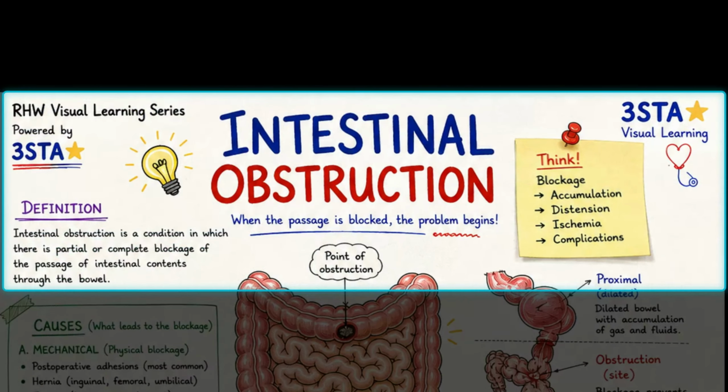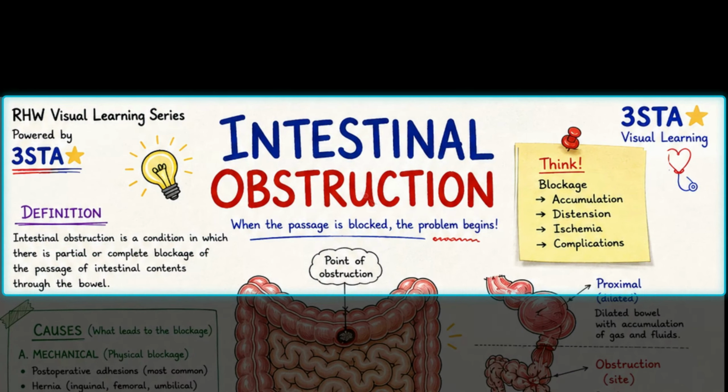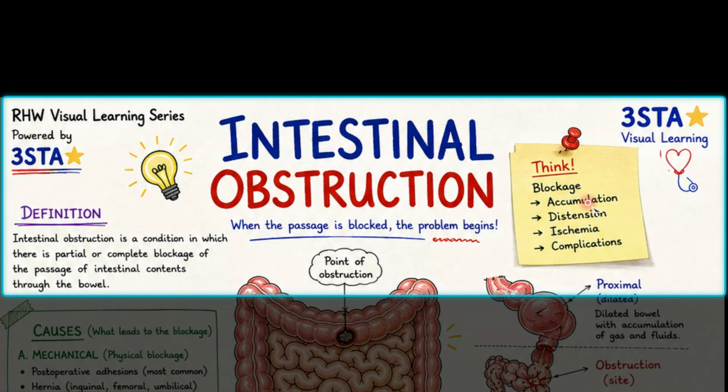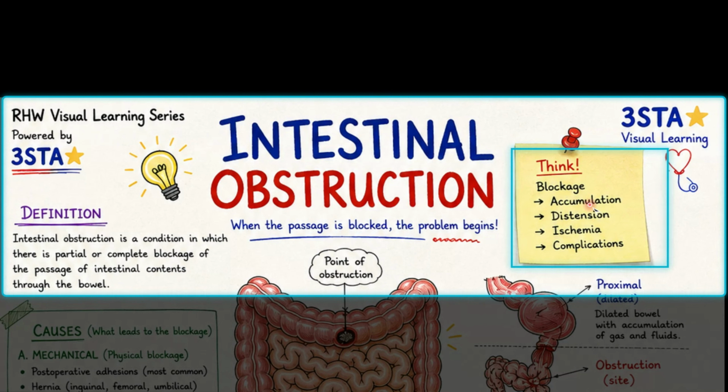Let us precisely define this life-threatening GI condition. Intestinal obstruction is formally defined as a condition characterized by a partial or total mechanical or functional blockage, preventing the normal flow of intestinal contents through the lumen of the small or large bowel. To master this topic for clinical practice and board examinations, always remember the classic cascade summarized in our clinical workflow note. It all begins with a primary blockage.